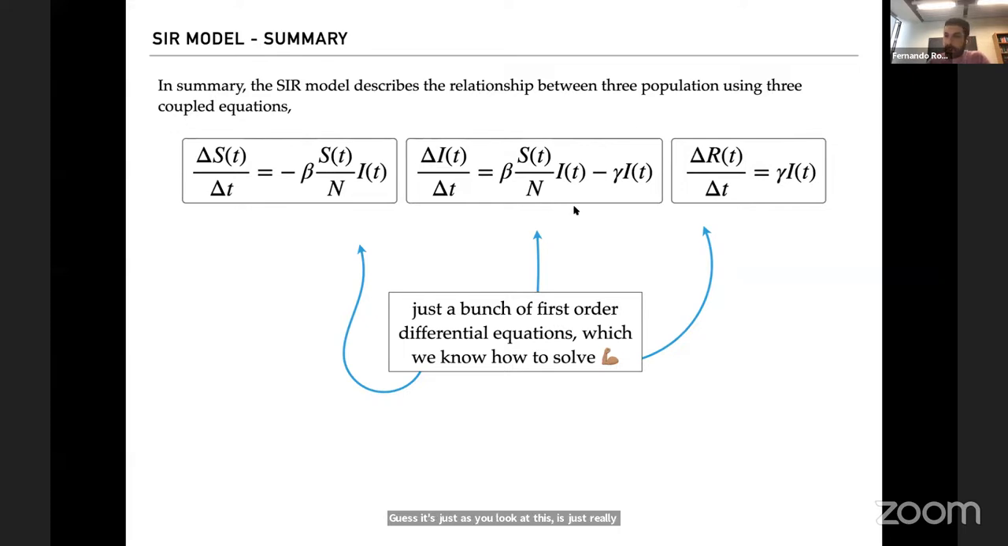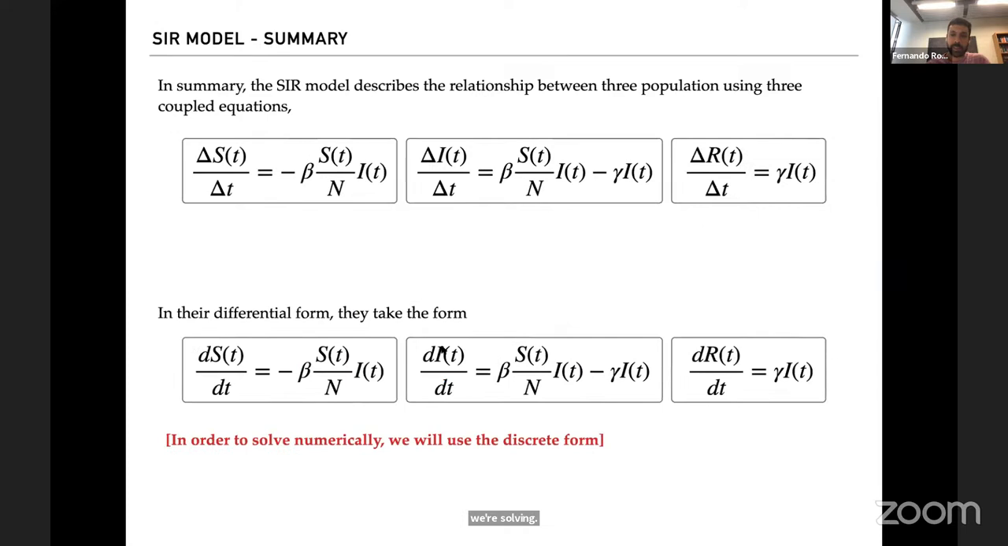Okay, so as you look at this, it's really just first order differential equations. There's nothing else. There's only a single derivative in each of these equations if you change the capital deltas to derivatives. And this is something that we actually know how to solve, that we were solving 2 days ago. Yep, so here again is the differential form. We take the limit in which the change in time goes to zero, and these are the differential equations that we will solve. However, of course, we will use a discrete version of these equations to solve them numerically.